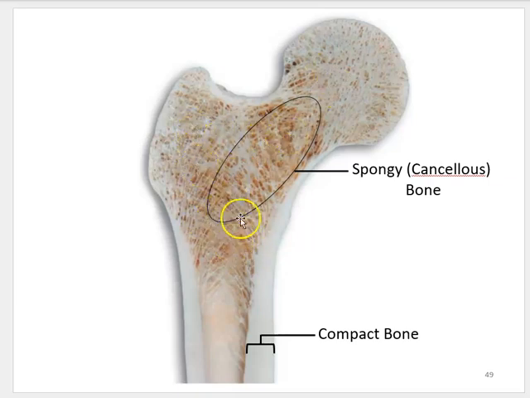And you'll see later, the lines kind of follow stress lines where you'd expect the stresses to be in this bone. So they actually make it a little bit stronger, whereas the compact bone is by far the strongest part of this bone. So let's get back to it.